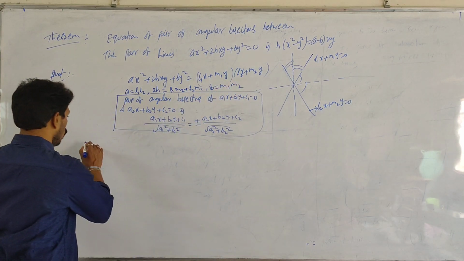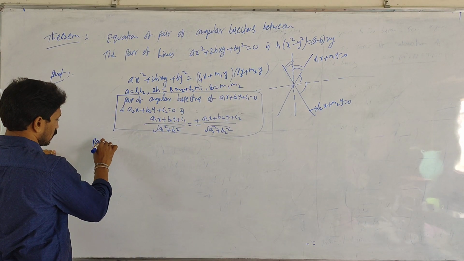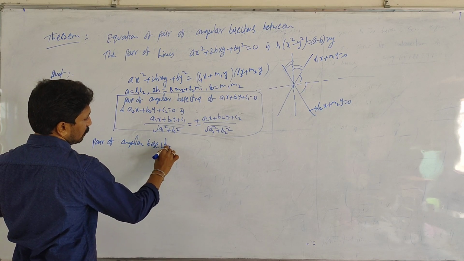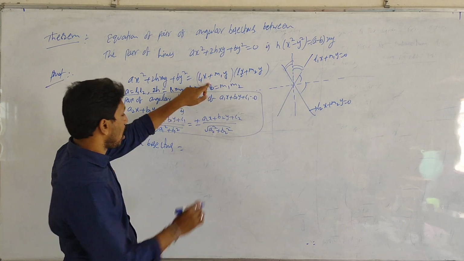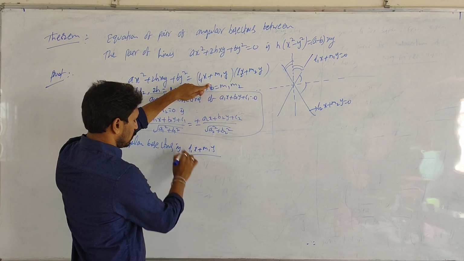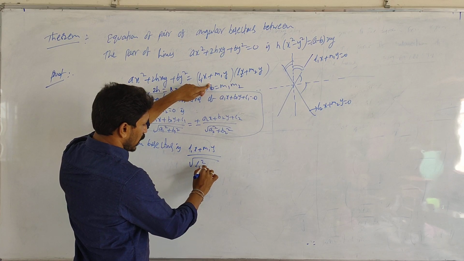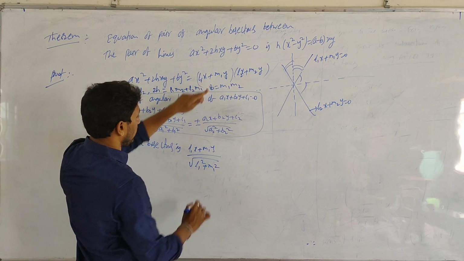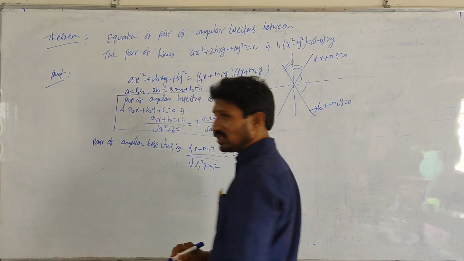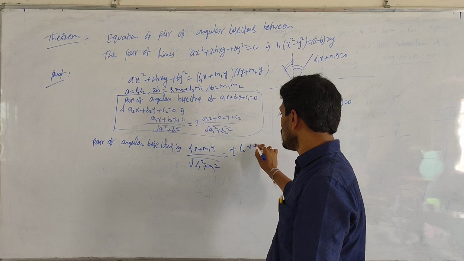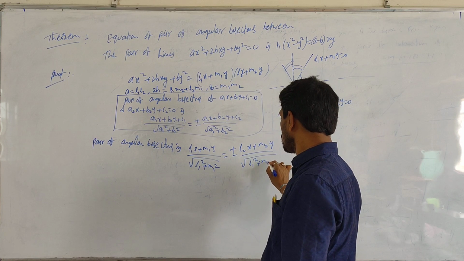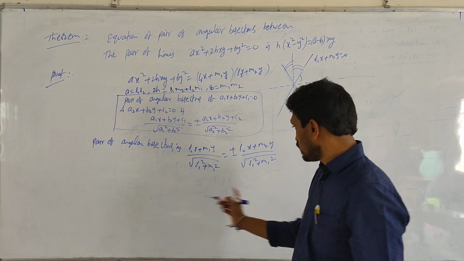What do you have now? The pair of angular bisectors is equal to what? l1x plus m1y by root over l1 square plus m1 square, because there is no constant, so no need to write it, is equal to plus or minus l2x plus m2y by root over l2 square plus m2 square. Just cross multiply.